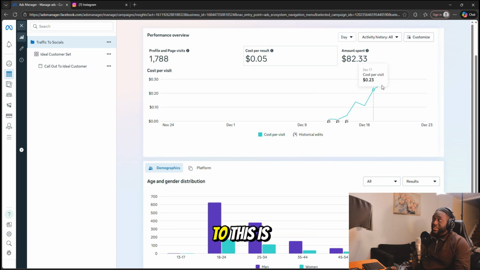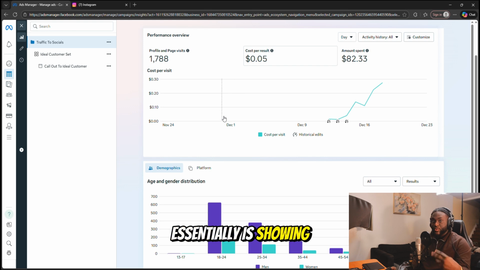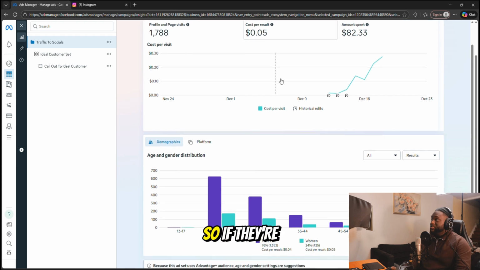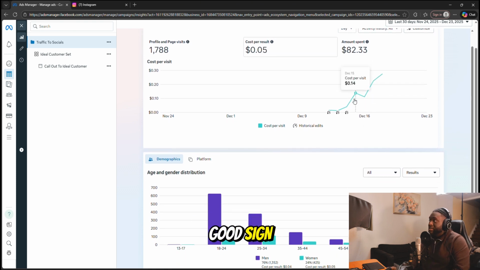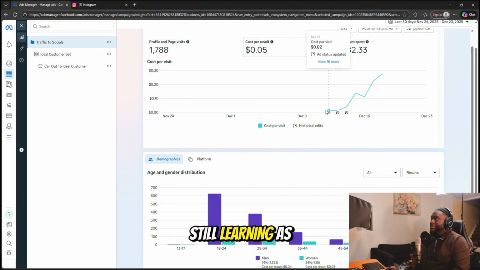Obviously this is supposed to go down as time goes on, because Meta essentially is showing your ad to the people that it thinks are most likely to be receptive to it. So if they're showing your ad to a whole bunch of people and those people are clicking on your stuff, Meta's like, okay, cool, this is the profile of the kind of people that are clicking on the ad. Let's show more people that. So the algorithm usually gets better over time because it's narrowing it down to the people that actually care. So if it's going up, that's not really a good sign. I'm by no means an expert though. I'm still learning as I go.